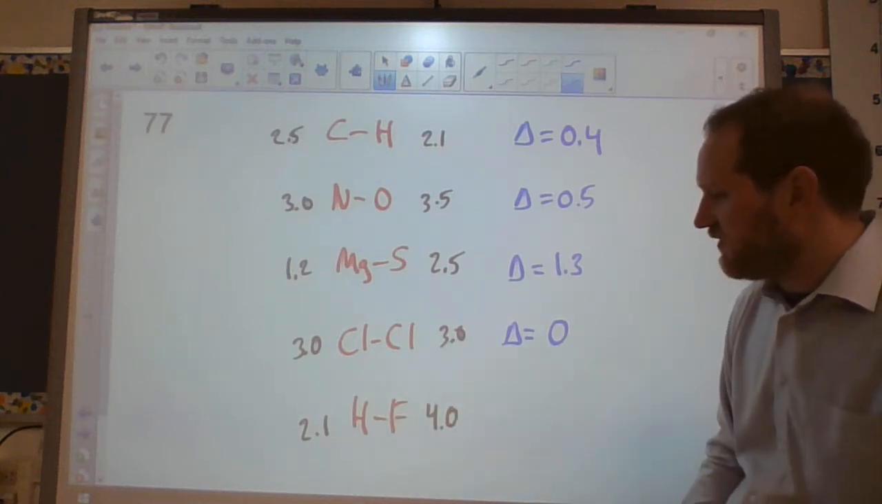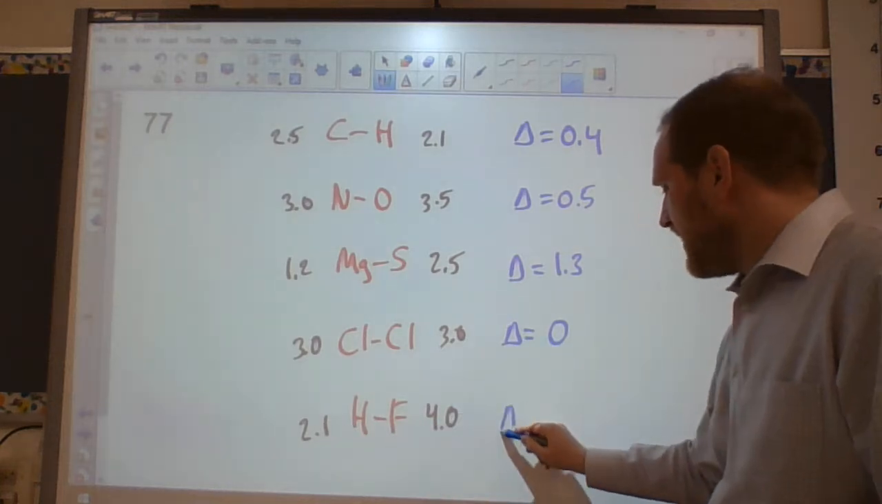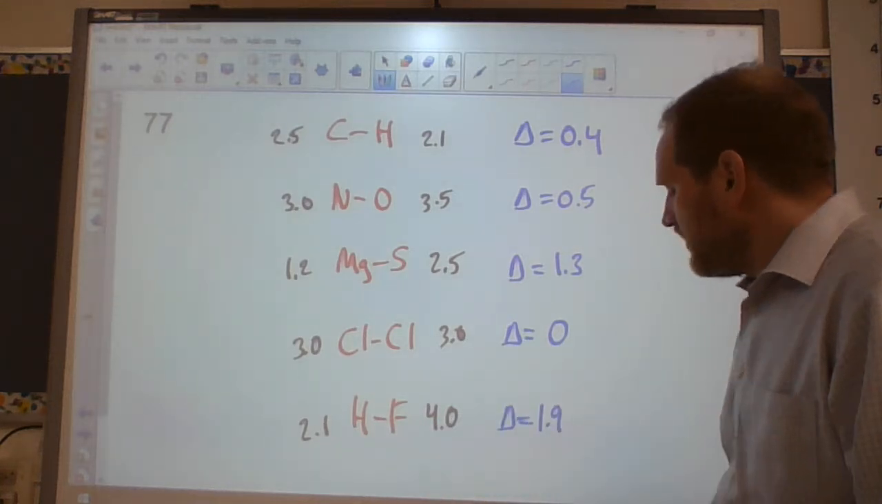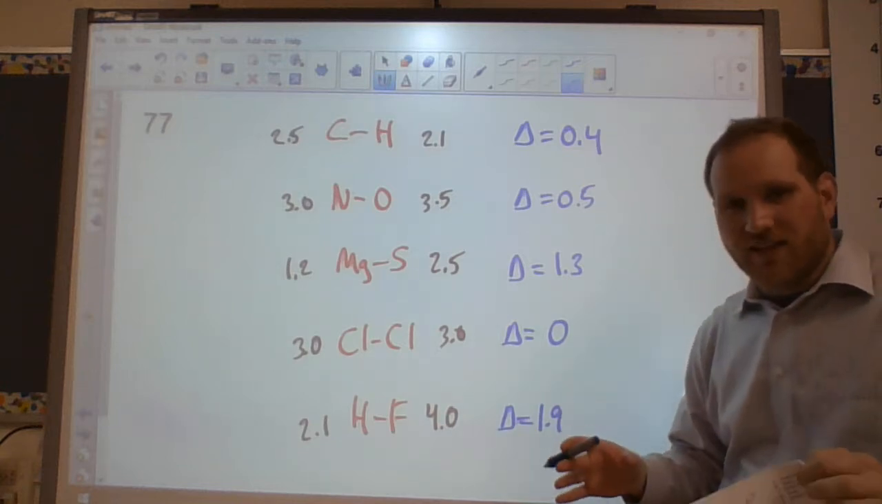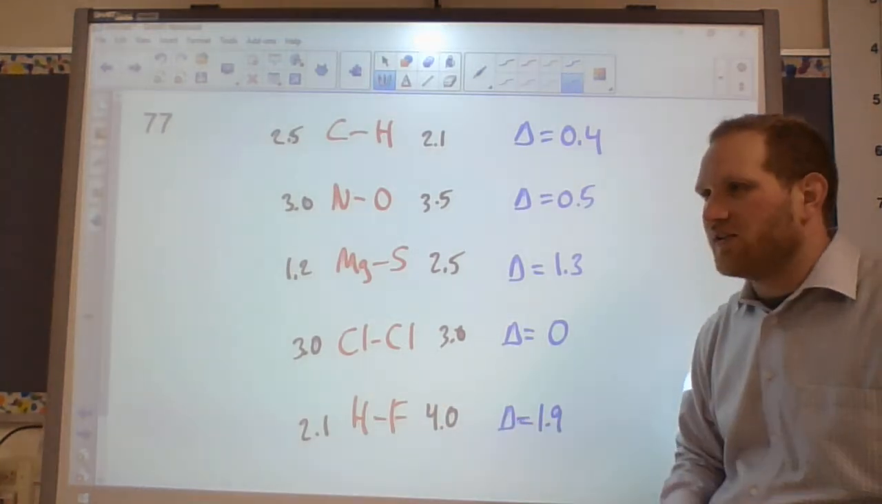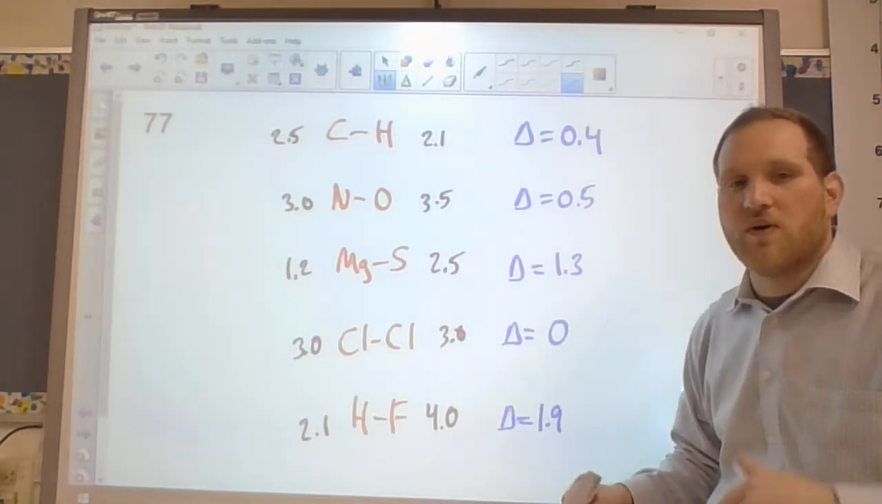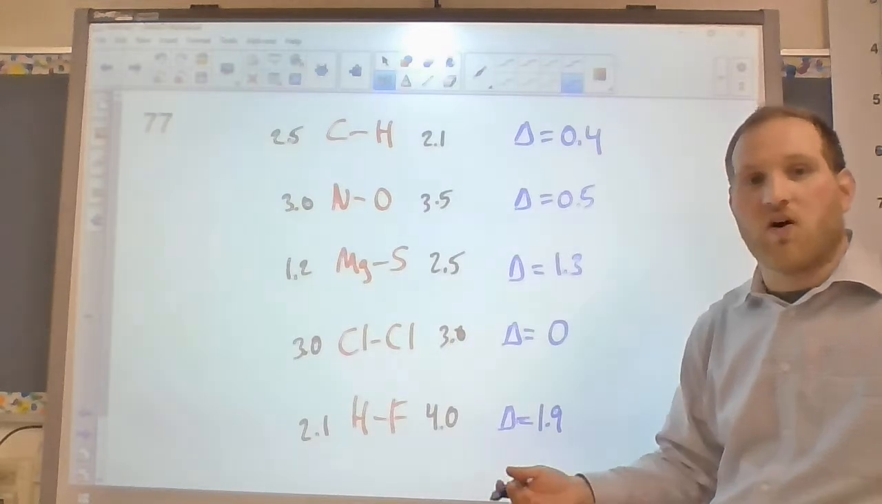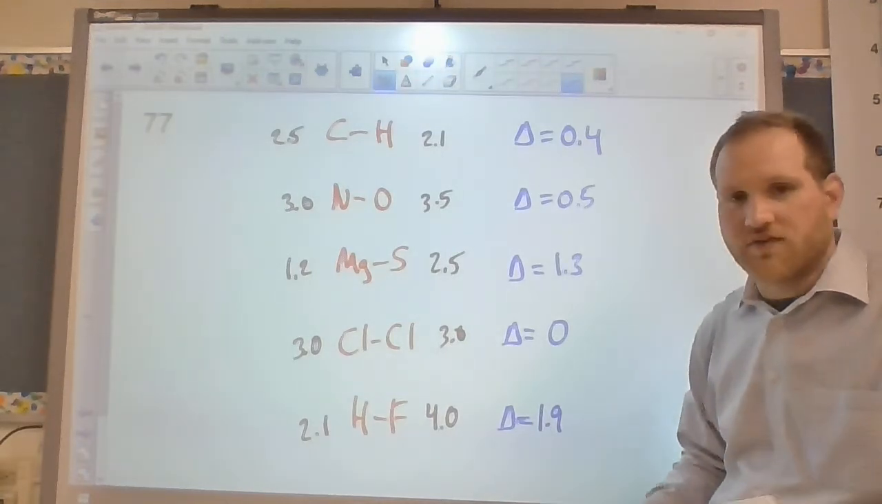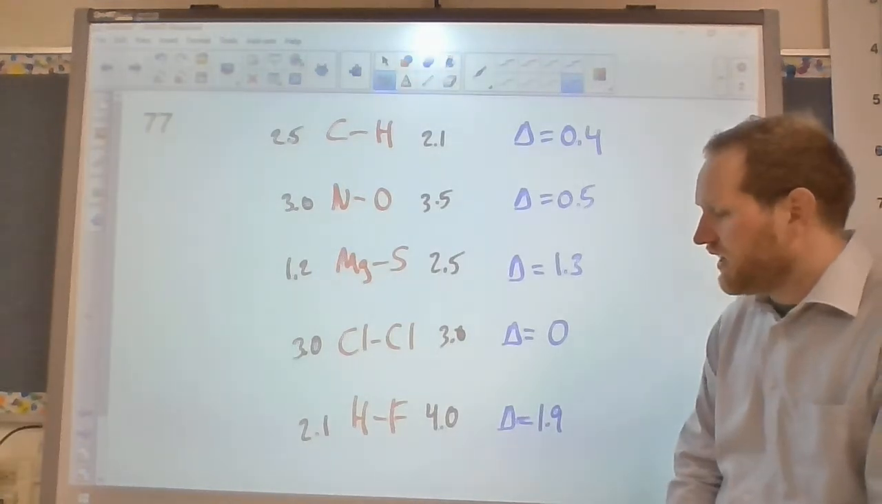And then finally, HF. The difference here is 1.9. According to this, that's ionic. Now, HF is not really going to be ionic because it's two nonmetals, but you can see it's so impressively different that it's almost as if it's ionic. The difference is big enough to almost be pretty much ionic.